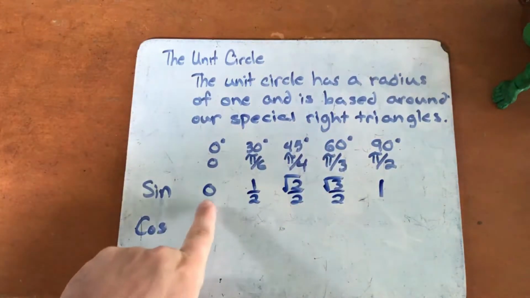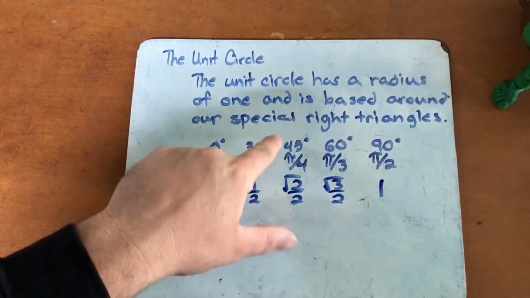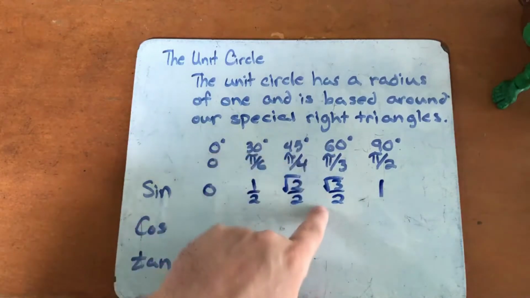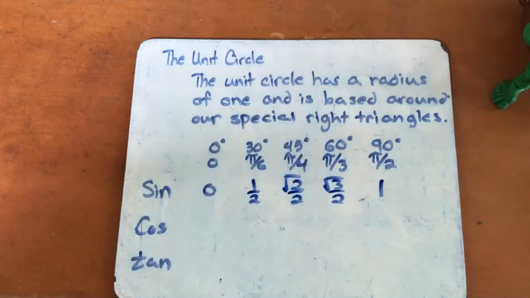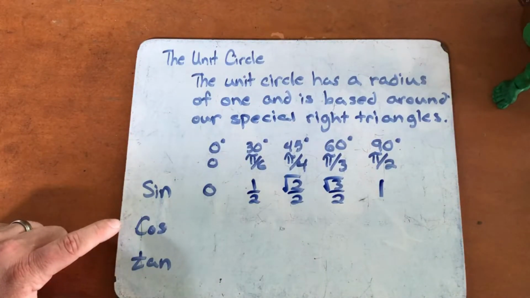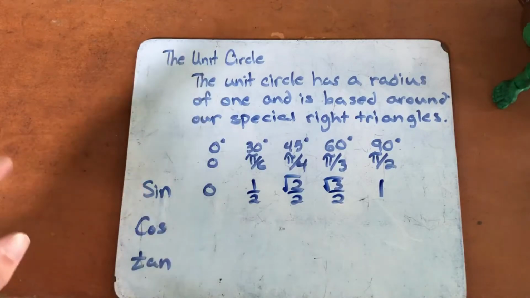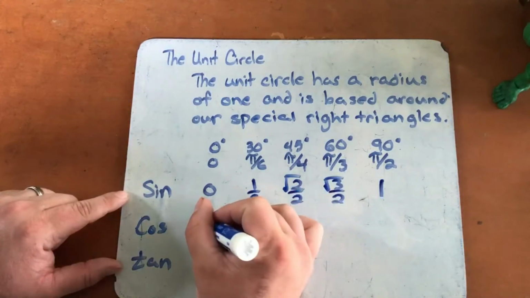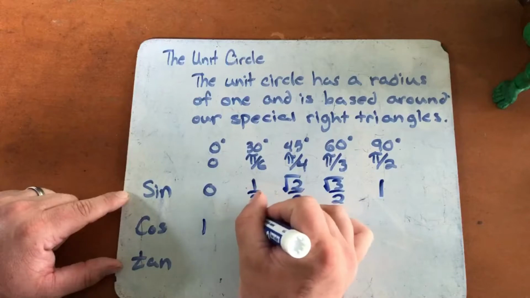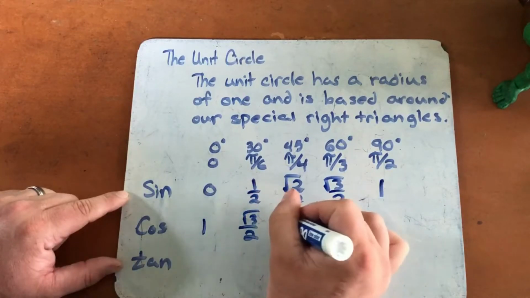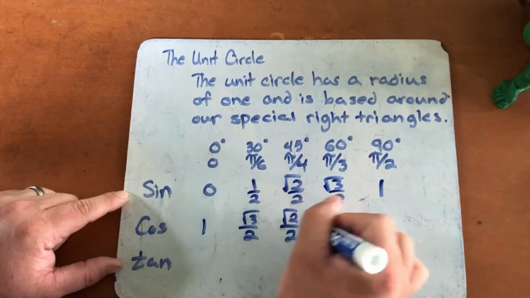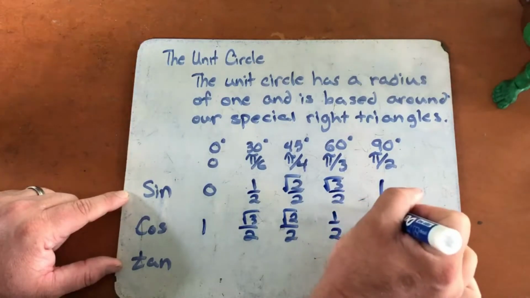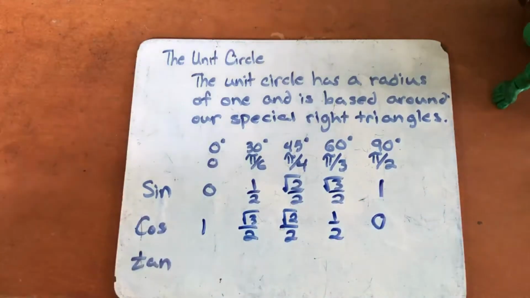So the sine of 0 is 0, the sine of 30 degrees is 1/2, the sine of 45 is root 2 over 2, the sine of 60 is root 3 over 2, the sine of 90 is 1. That's the same values we got just a minute ago when we did my special right triangles. Cosine is the exact same thing as sine, but backwards. So 1 goes here, root 3 over 2 goes there, root 2 over 2 is in the same spot. This is 1/2, and this is 0.